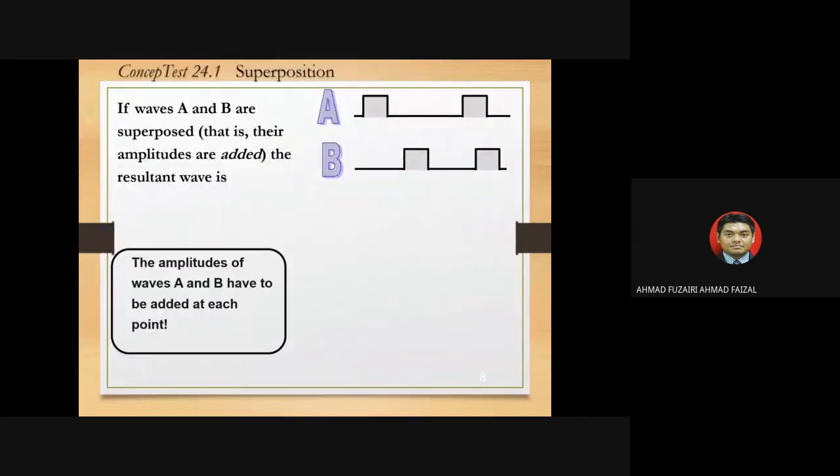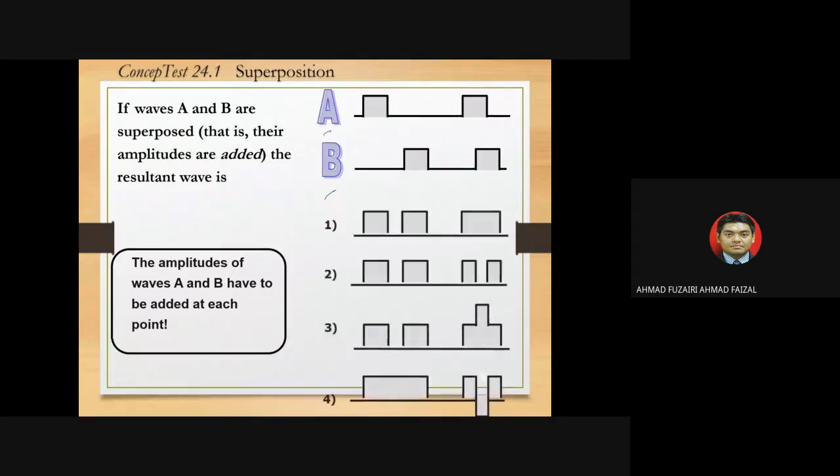Okay, now we look at the concept test for wave A and wave B. If wave A and wave B are superposed, meaning that their amplitudes are added, the resultant wave is either number 1, 2, 3, or 4. So what's the answer? The answer will be number 3. So the amplitudes of wave A and wave B have to be added at each point.